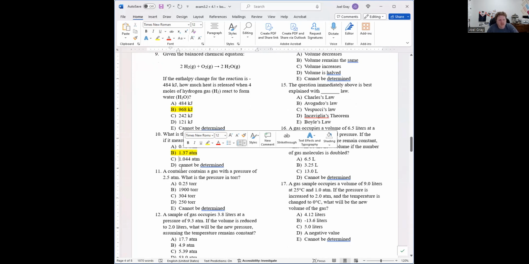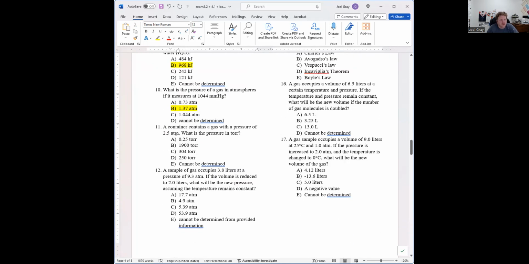Number 11, the container contains a gas with a pressure of 2.5 atmospheres. What is that pressure in torr? Well, 2.5 times 760 is 1900.